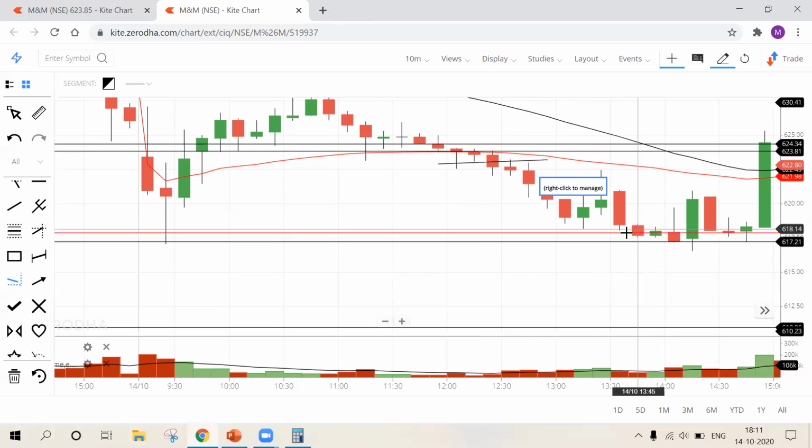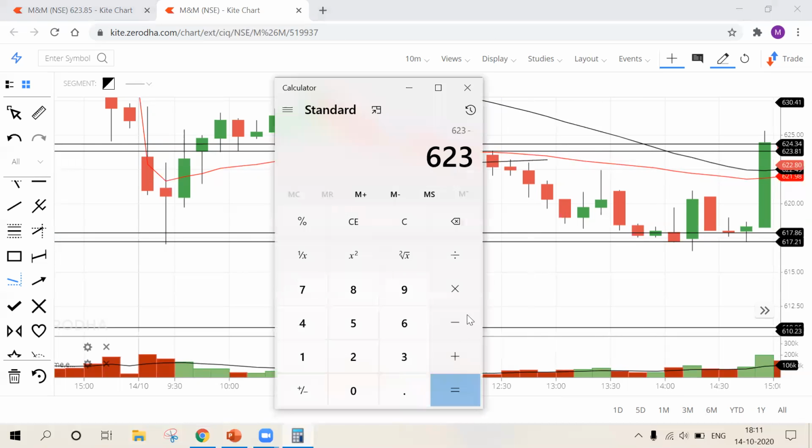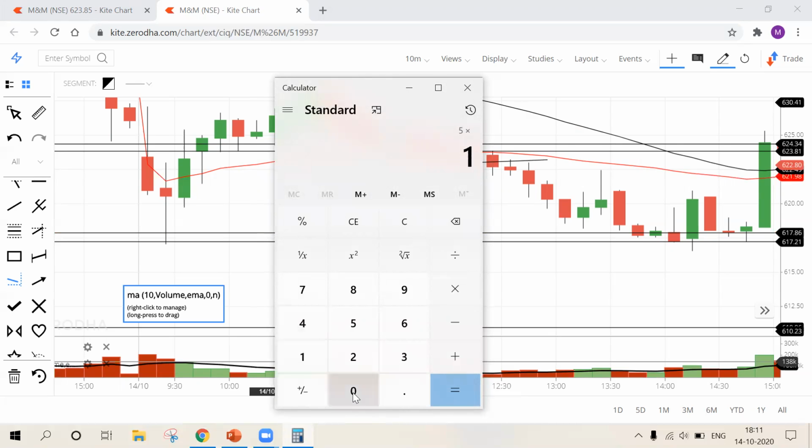Look, my target got reached here. I'll be exiting here. At what point? 618. 623 minus 618 equals 5 pounds. I got 5 pounds profit. Imagine that I am trading with 1000 quantities, that's 5000 profit.